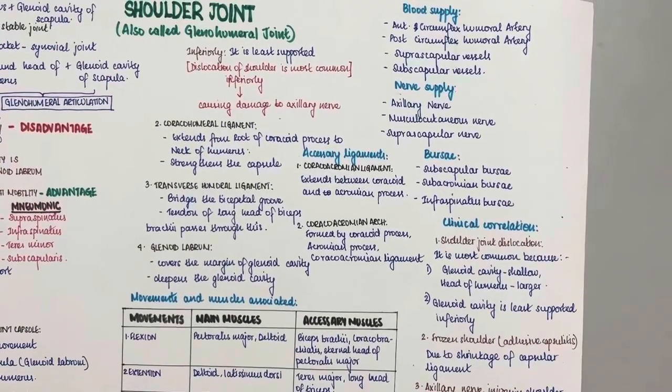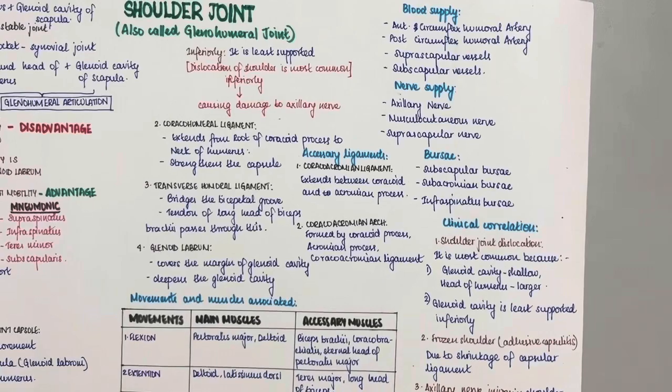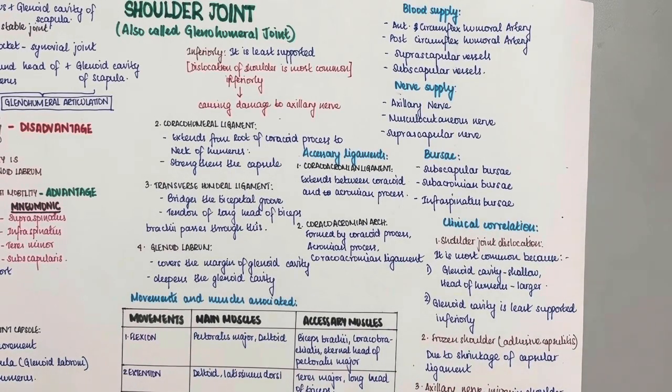Now let us next see about the blood supply. The blood supply is by anterior circumflex humeral artery, and then posterior circumflex humeral artery, suprascapular vessels and subscapular vessels. Next, let us see about the nerve supply. Nerve supply is mainly by axillary nerve, musculocutaneous nerve, suprascapular nerve.